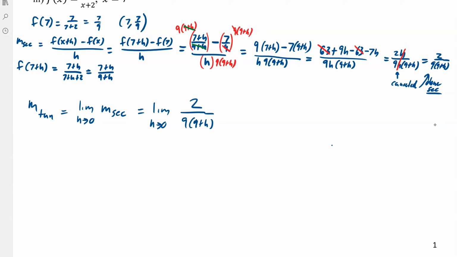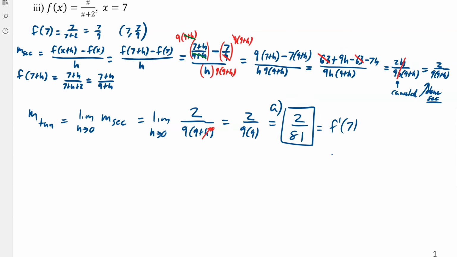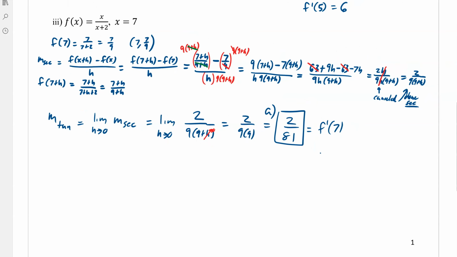And you can see now this h is not just a plain old denominator. If I were to plug in 0 right away, that would not be good because it would be undefined. So you have to do all this work. All right, and then this becomes 2 over 9 times 9, because that's just 9 times 0 added. Okay, so it becomes 2 over 81, and that is part A. That is our derivative. So this is our f prime, and our number we plugged in was 7. So f prime of 7.